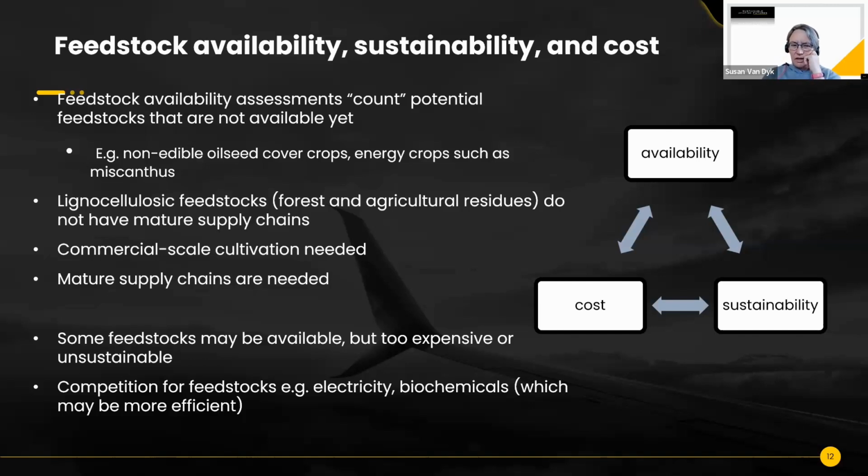The other critical area is the supply chains, because if you don't put a supply chain in place, then you are counting that feedstock. So you might, for a large area, say a province here in Canada, say this is the feedstock that is available. But if you have to transport it over very long distances, that's not actually available. It's there, but it's not going to be realistic to move it to a facility. And you need mature supply chains.